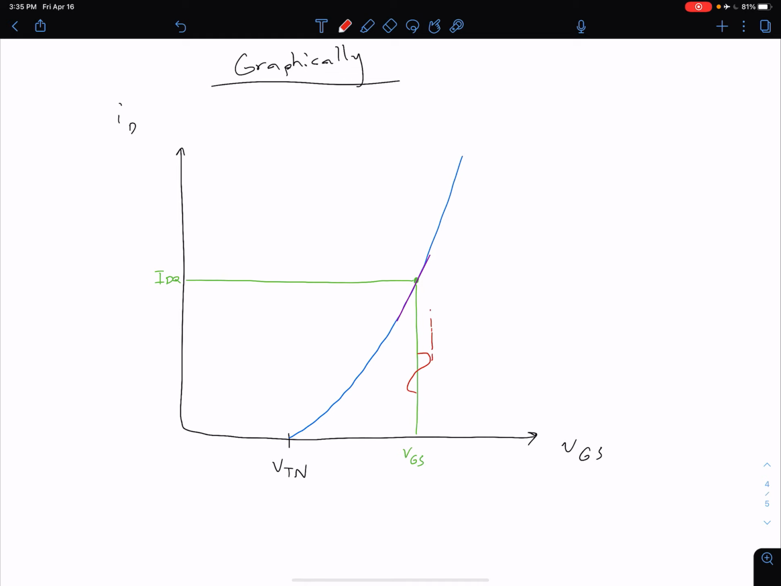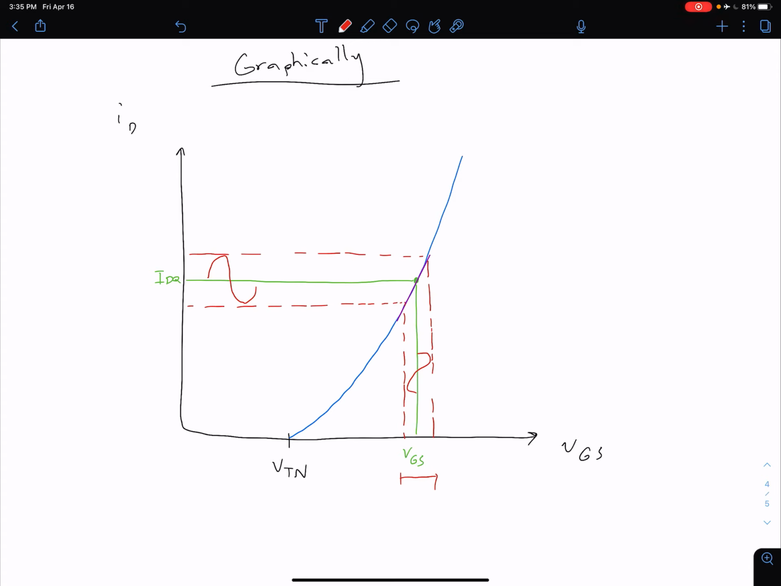Of course we could draw a line up here corresponding to the peaks, and we see we're going to have some variation in our VGS, going a little bit above and below our VGSQ, and we're going to have a corresponding variation in our drain current. So for instance, we would have something that looks like this as our output current.